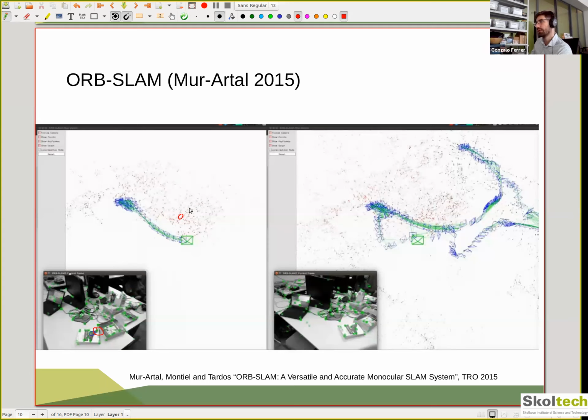You optimize pose, and you optimize 3D points with, well, with all these observations, right? Which are pixel coordinates. At the end, this is the same sequence, right? But just after moving a little.